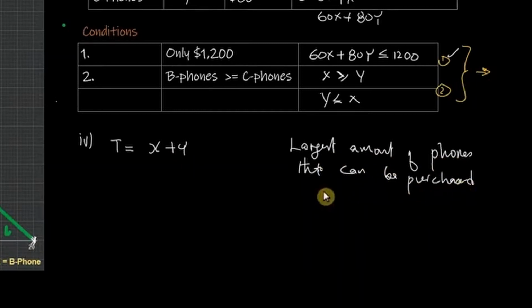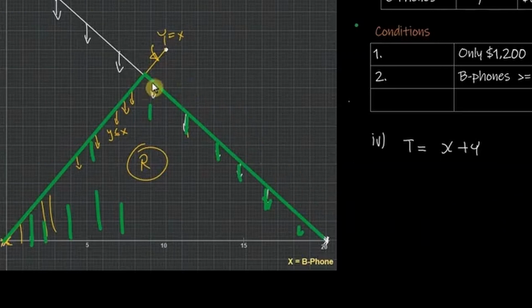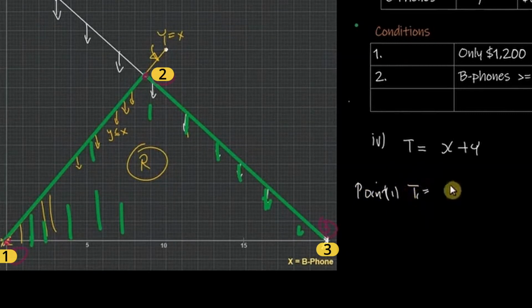In order to find this, you would go to your graph and identify the vertices of your boundary. Let me identify it here. I'd call this point 1, point 2, and point 3. The number of phones represented by point 1, at vertex 1, we could refer to as t1, and that is equal to the values of x and y at that point. So that's equal to 0 plus 0, 0.